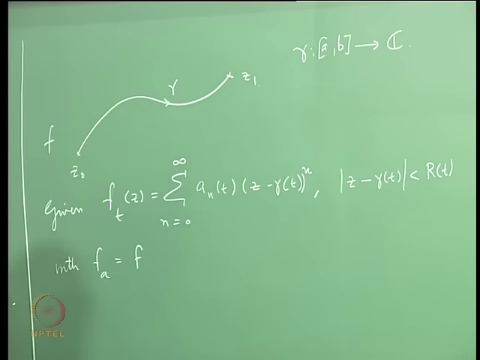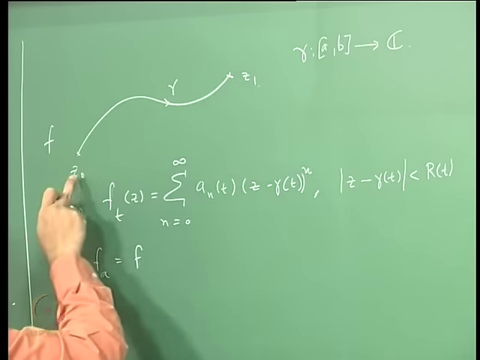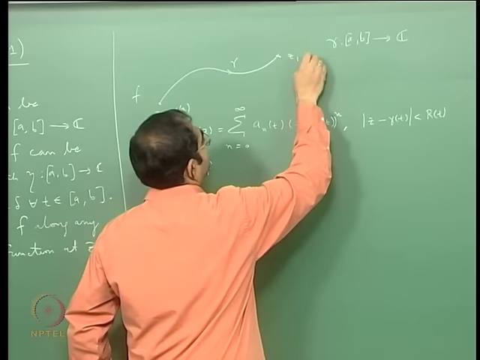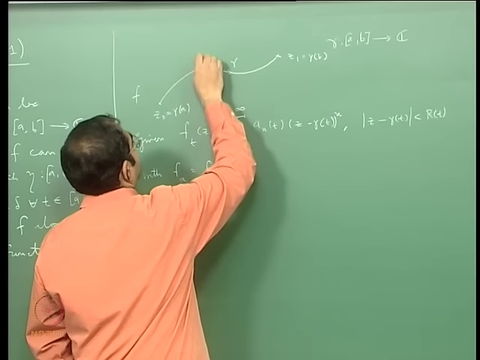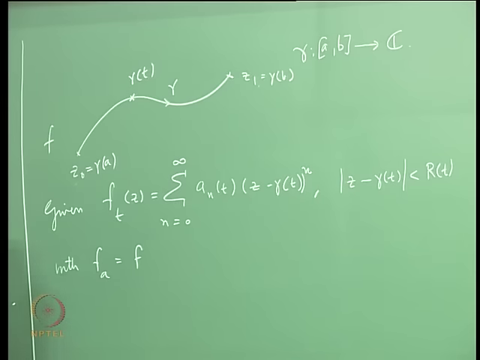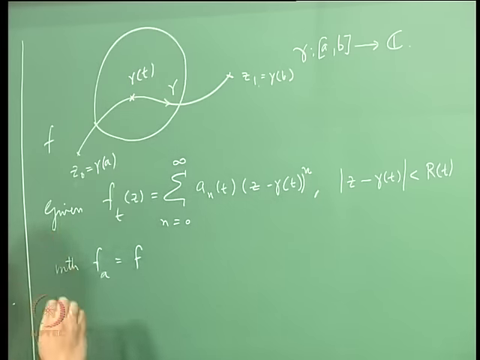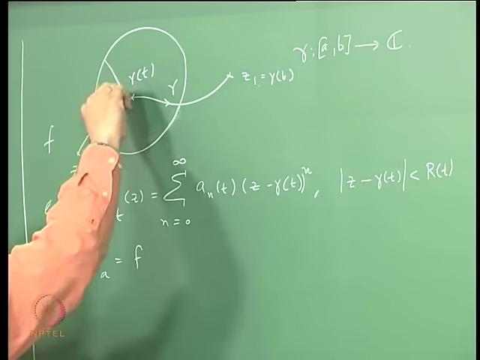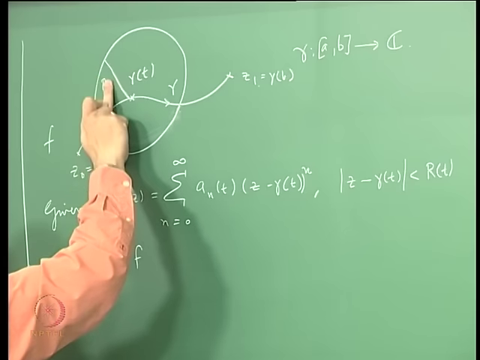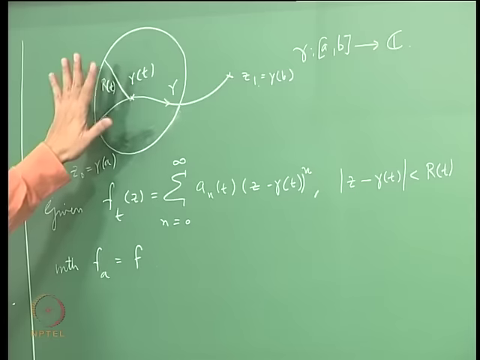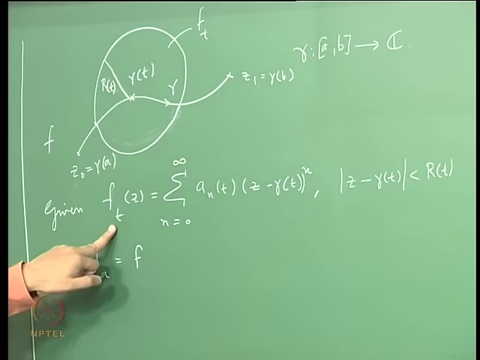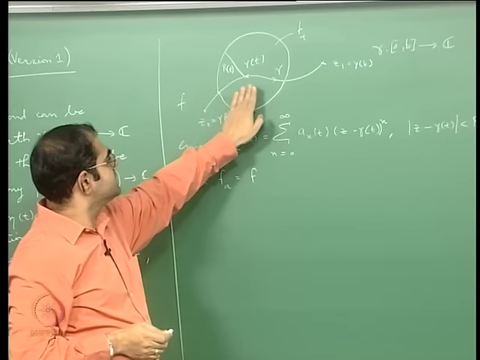And what is the final function you get? This corresponds to t equal to a and this corresponds to t equal to b. So this is gamma(a), this is gamma(b), and somewhere in between you will get the point gamma(t), and at the point gamma(t) there is a disk centered at gamma(t) with radius equal to the radius of convergence r(t). The power series f_t lives here; it converges in this disk of convergence.